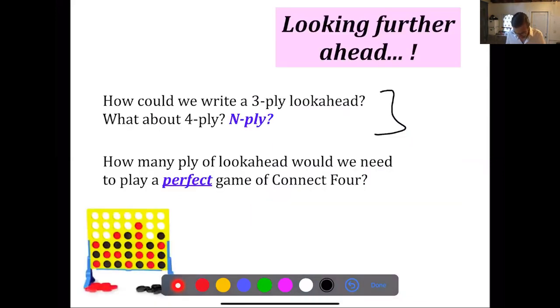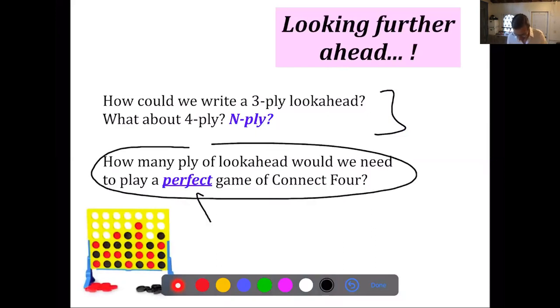Oh, let's go back for a minute. How many ply of look ahead would we need for a perfect game of Connect Four? So that term perfect game means, let's say you could look ahead infinitely. Okay? Looking ahead infinitely means you understand every possible thing anybody could ever do in this game. What should you do? Right? Now, we can't program a computer to look ahead infinitely, but for Connect Four, we don't have to, because there's some maximum number of moves.